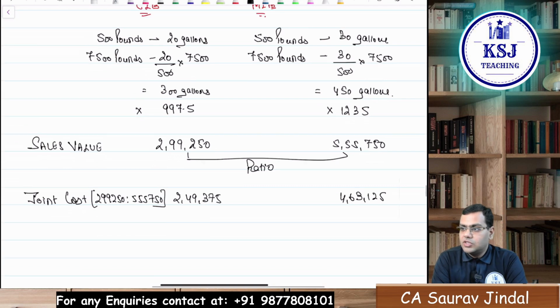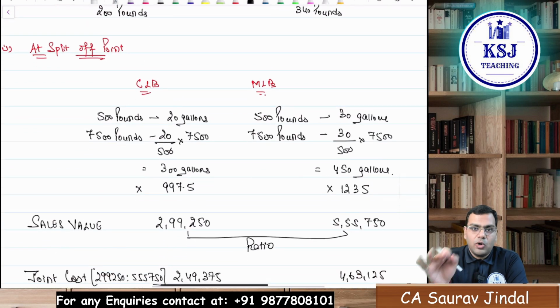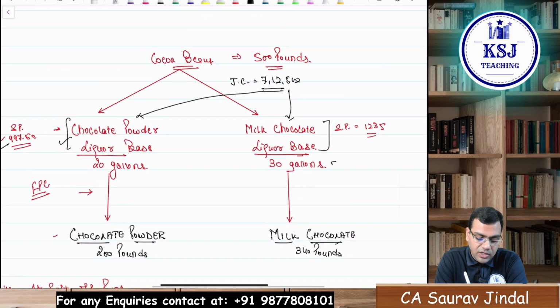Clear, guys? So this is at split-off point. Sales value at split-off point. Sales value of what at split-off point? You have two products. One is the chocolate powder liquor base. Second one is the milk chocolate liquor base. Selling prices at split-off point are given to you. That is 997.5 and 1235.